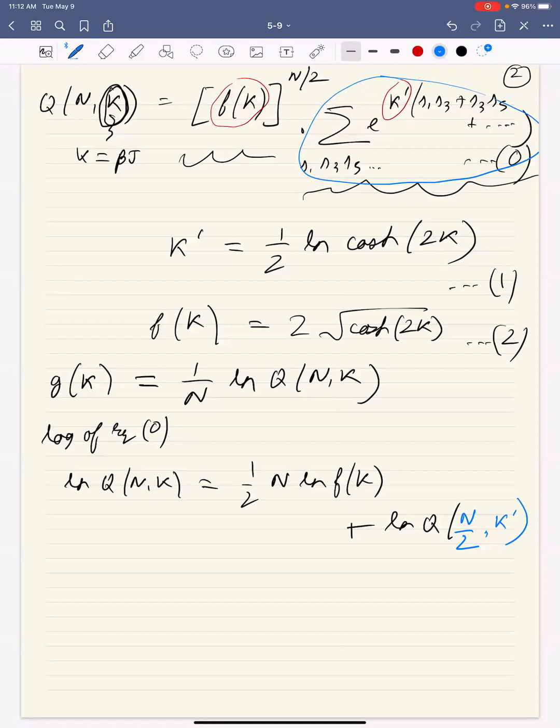So we have this equation. And now we can divide both sides by N. If we divide this one by N, we divide this one by N, we divide this one by N, what are we going to get?